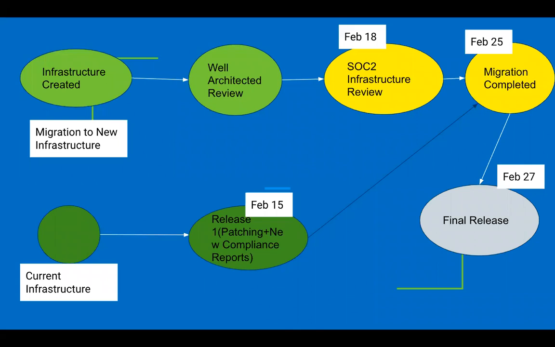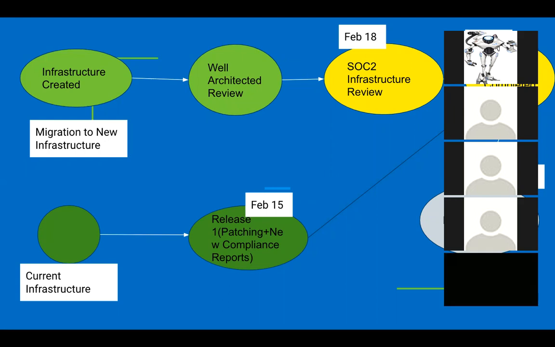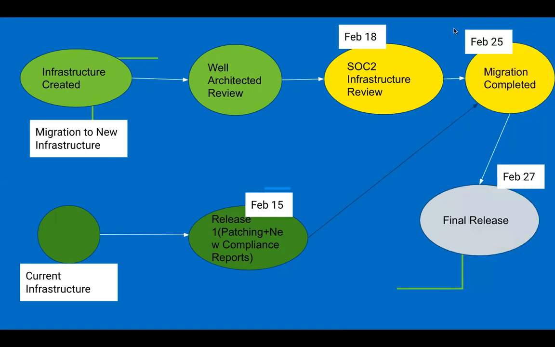We understand that for the past 2 weeks, we've not released any features, and we have all the features in the code, but have not released them. So the plan is that in the current infrastructure on Feb 15th, we'll release the current code with patching and some of the new compliance reports that we had already coded for. All of those will be released on Feb 15th. Then we will merge that with the Feb 25th goal, and we will have the final release on Feb 27th.